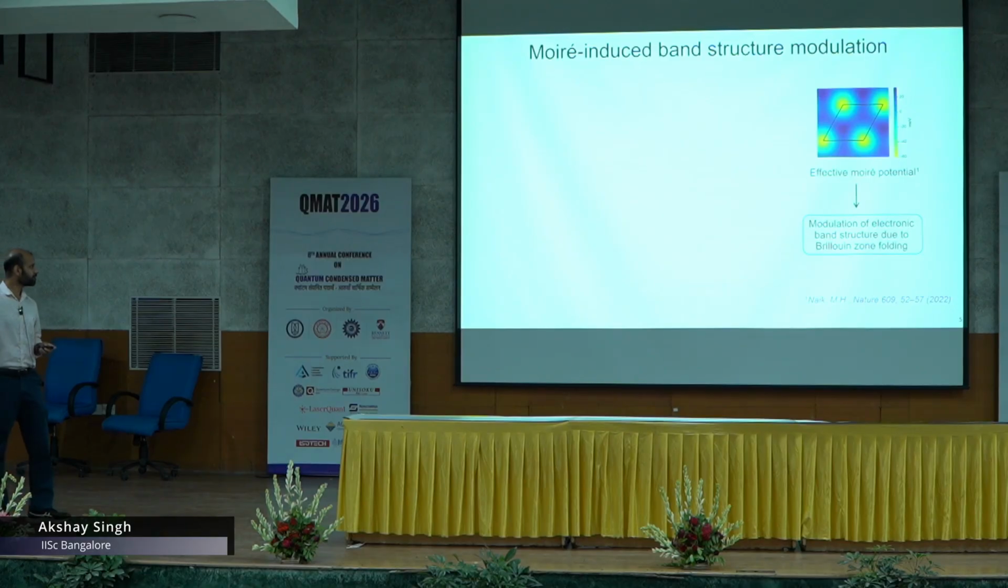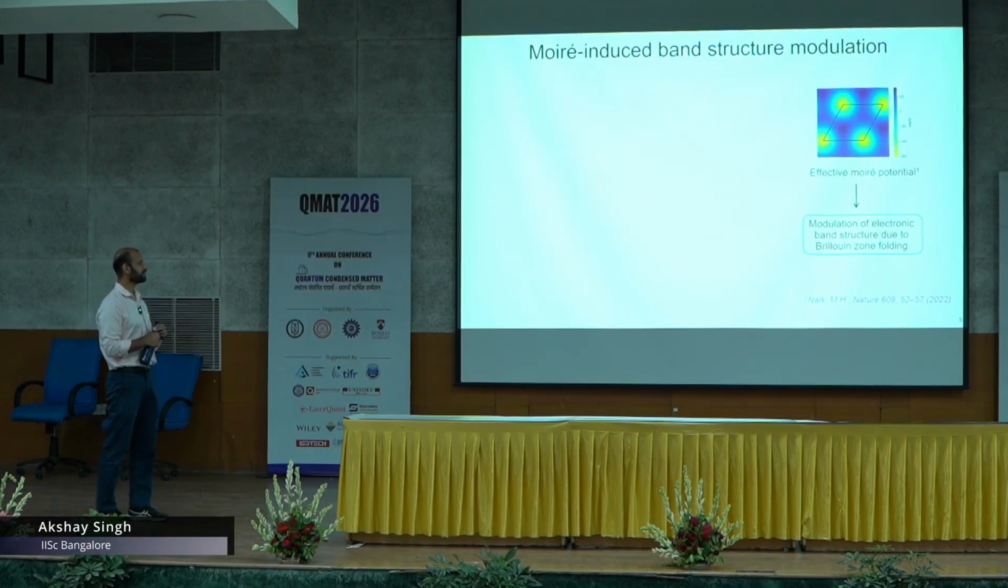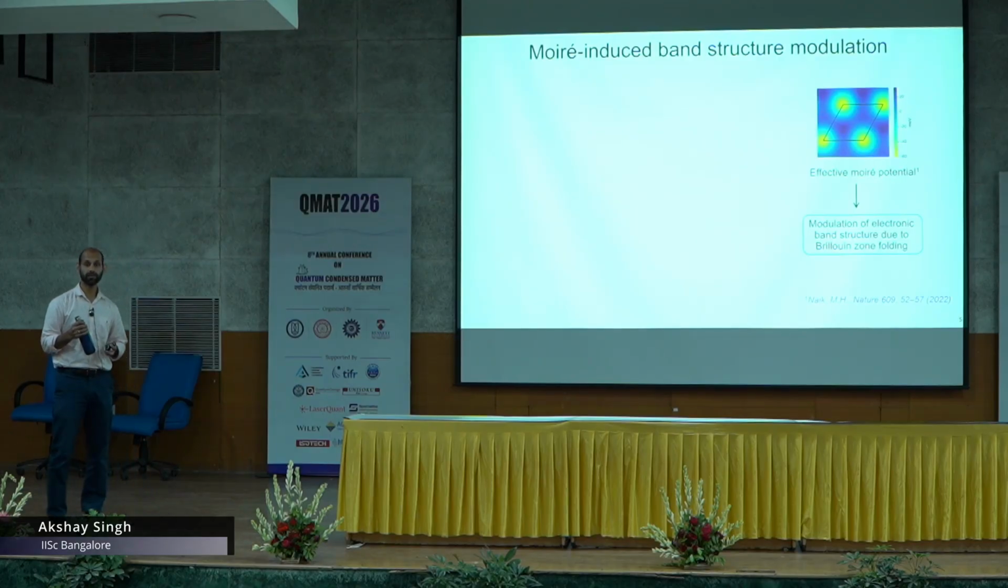Now what this leads to, because you've created this different moire potential, you have created a potential with a different length scale, automatically you have a modulation of the band structure. So the Brillouin zone actually folds. This gives rise to the rich physics.